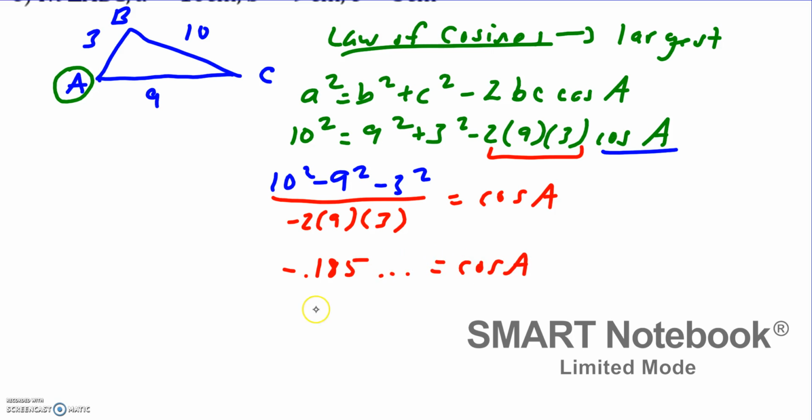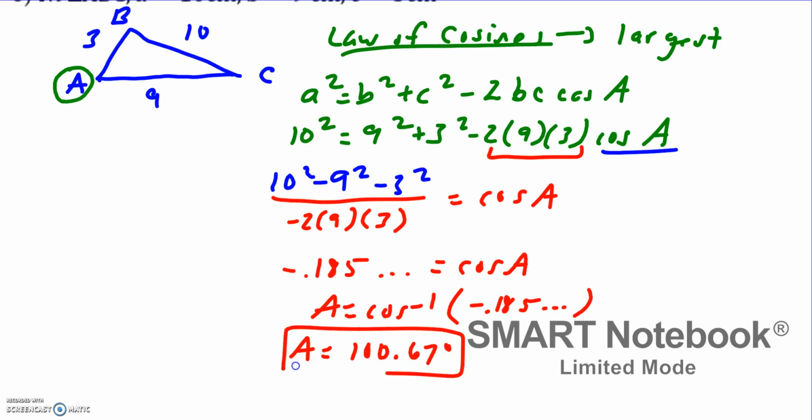So if you took the inverse of both sides, you would get that the first angle in degrees is 100.67 degrees. Okay. Because this is not the ambiguous case, I do not need to worry about two different situations. I just want to continue solving this one triangle.